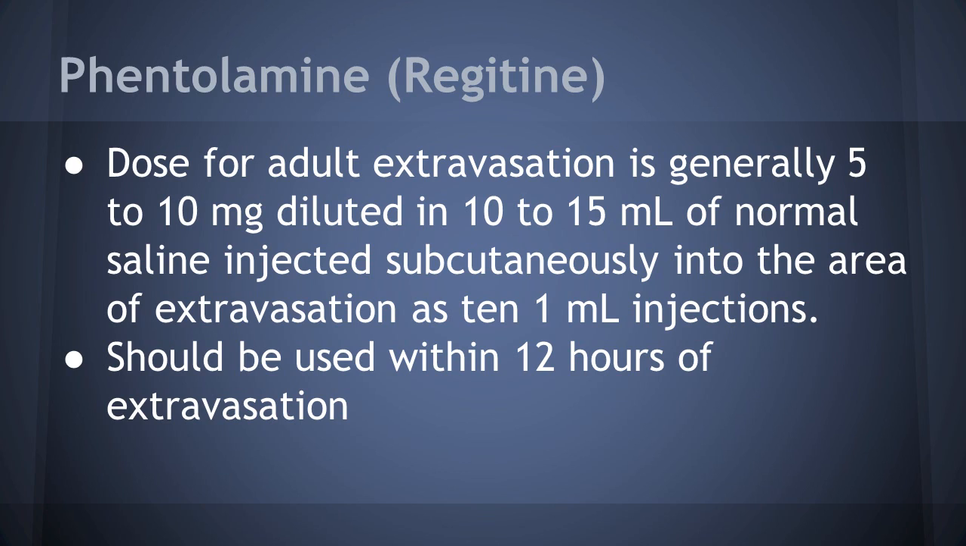The dose for extravasation is generally 5 to 10 milligrams diluted in 10 to 15 mLs of normal saline. This is injected subcutaneously into the area of extravasation as 10 1 mL injections. Ideally, this should be used within 12 hours of extravasation.